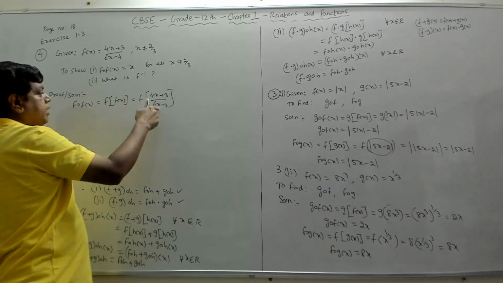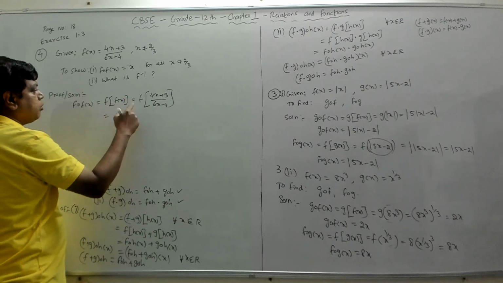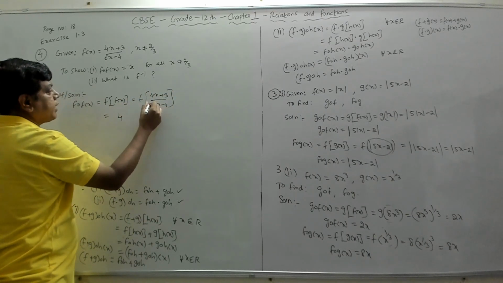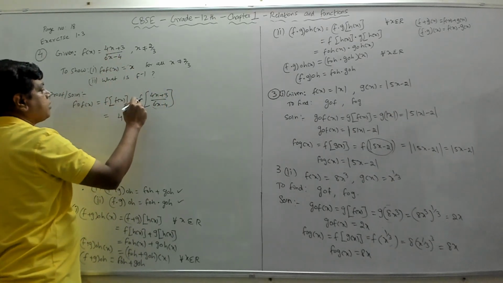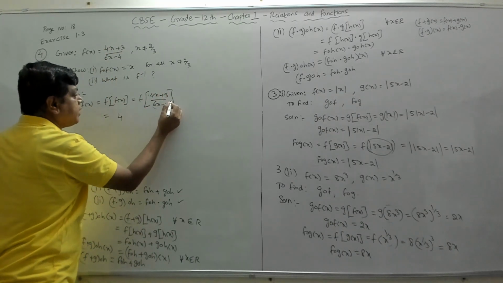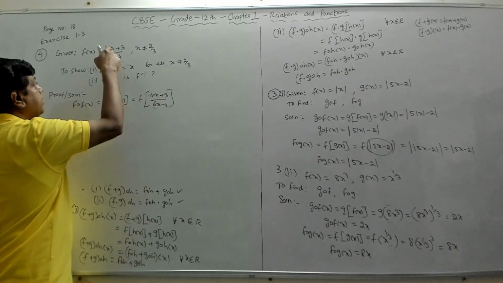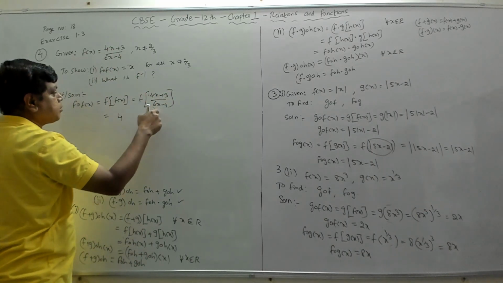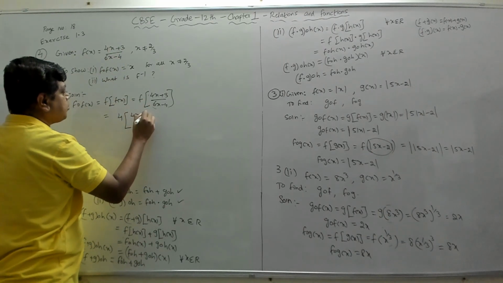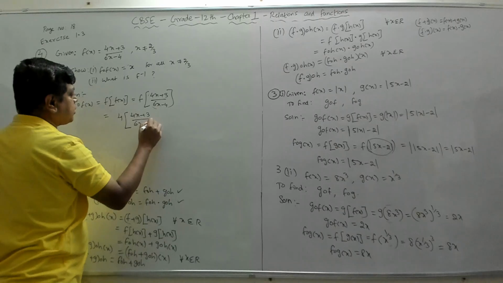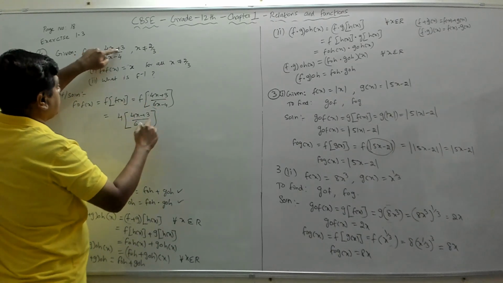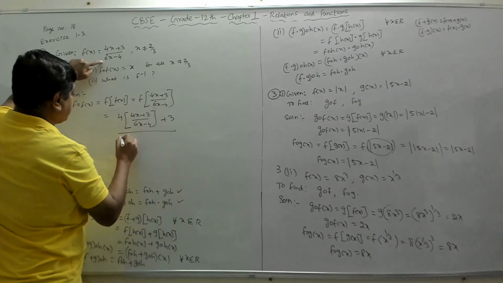Now again the function: you have to treat this whole thing as x and substitute it in this function. f of x is (4x plus 3) by (6x minus 4). So we treat this entire thing as x and substitute it in the place of x. So 4 into x, but x is what? x is (4x plus 3) by (6x minus 4). So f of f of x is 4 into that, plus 3, by 6 into x.